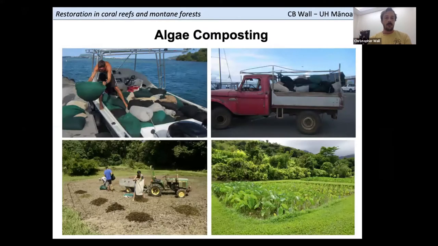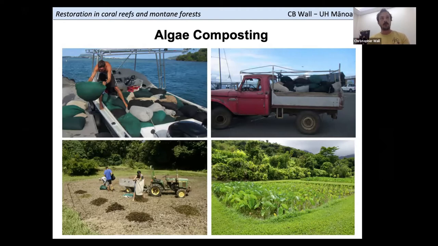And on the back end of that, all that algae, where does it go? Well, they worked with local farmers that were going to take that algae and compost it and then use it in the kalo fields over here, where they grow taro. So it was a full circle approach. It was removing it from the reef, but then actually doing something with it and helping local communities.